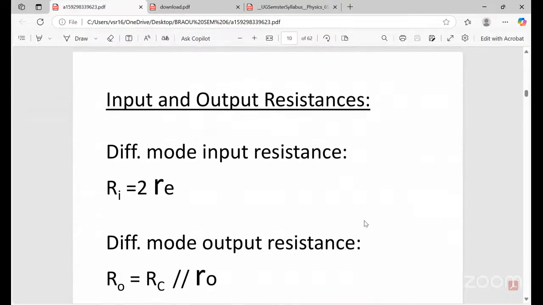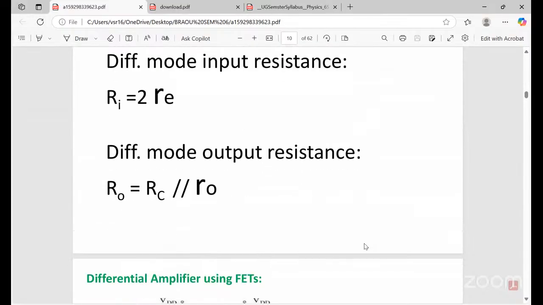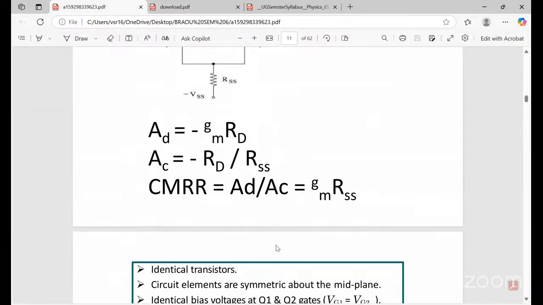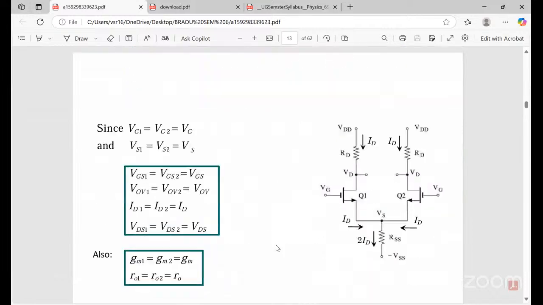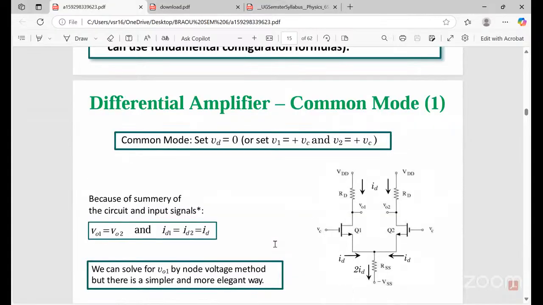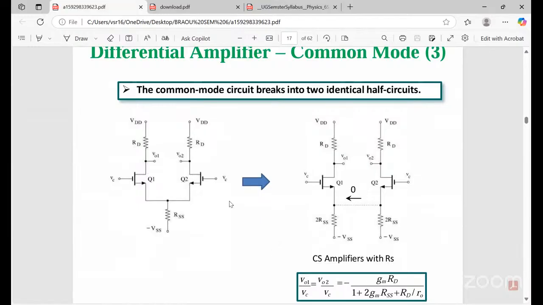So what are the input and output resistances? The differential mode input resistance is 2RE. The output resistance is RC. This differential amplifier may be used with FETs also, field effect transistors. Okay. How to calculate the gain? In depth we are not discussing it, as it is not required in our syllabus.